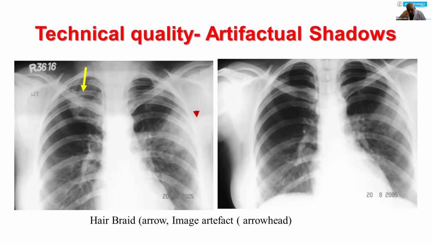Here also, if you look at the shadow, which I have marked here with the arrowhead, it looks as if there is an opacity over here. But the opacity is not present because this whole thing is going all the way across the chest. So on the other hand, when the X-ray is repeated, the opacity has also disappeared.